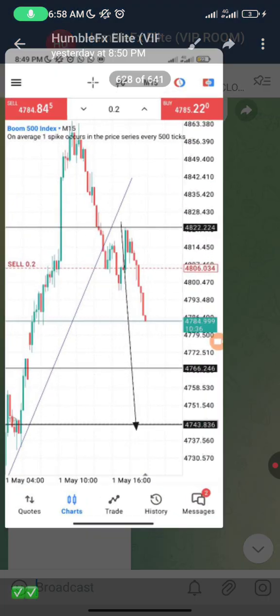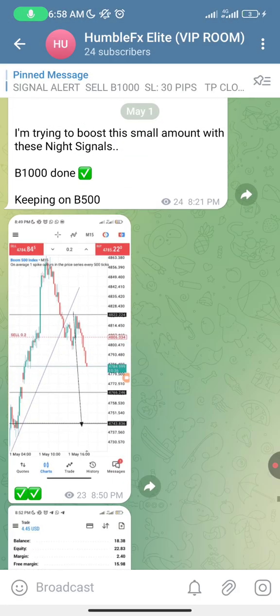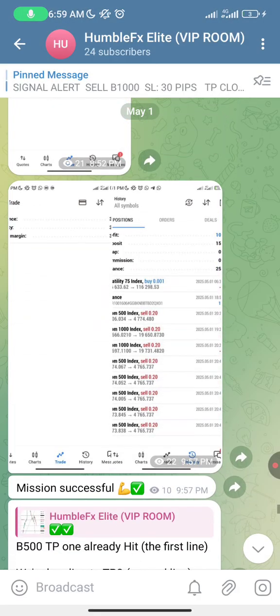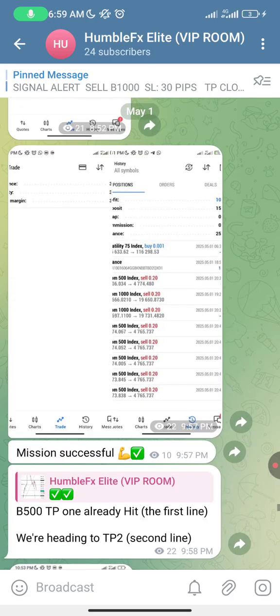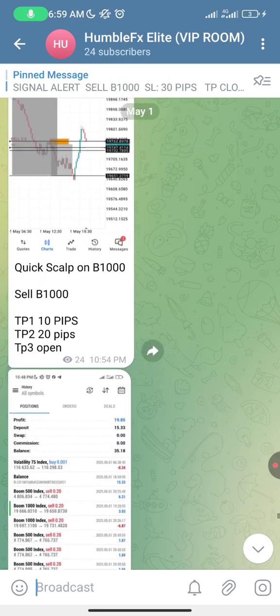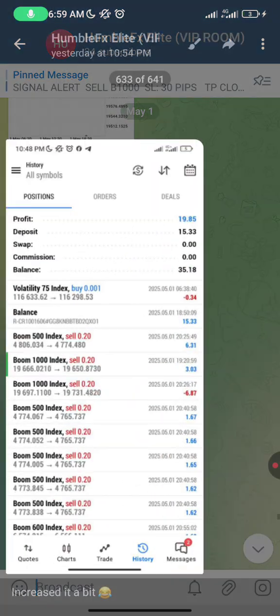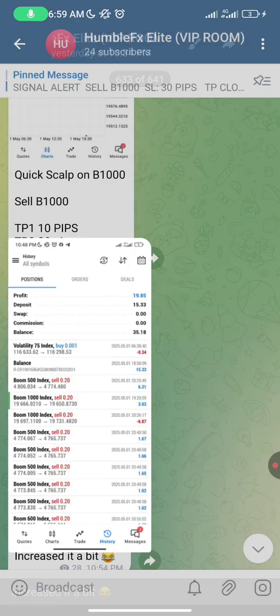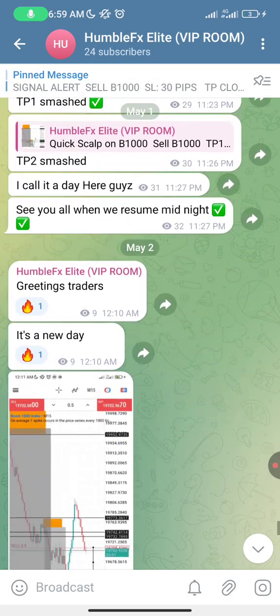That's how we did it yesterday. I was able to grow accounts from equity of $15 to equity of $35. This is the result of the account yesterday. Small accounts. Right now, a new day is today.